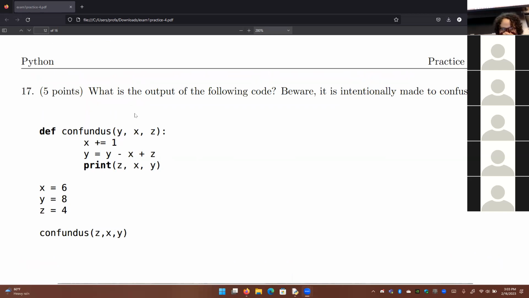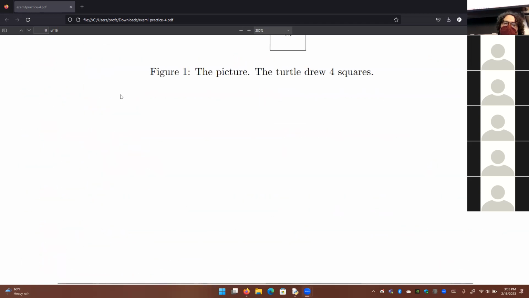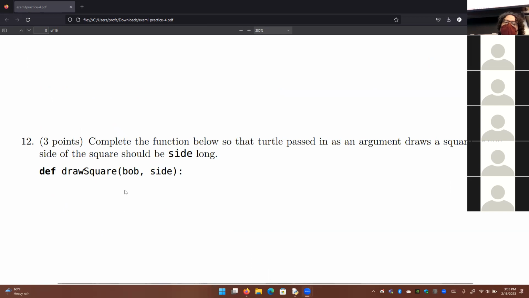Now with 17, this serves a very important purpose that I will hammer again. Expect this kind of question on exam 2, but I'm showing you on exam 1 because it's an important concept to understand. When I wrote draw square and I pass in a turtle and a number, how does it know which is which? It doesn't check the type. It gets passed in positionally. The first thing it accepts, it's going to assume is a turtle, and the second thing it's going to assume is the side length. It's up to the programmer to make sure things are passed correctly that way.